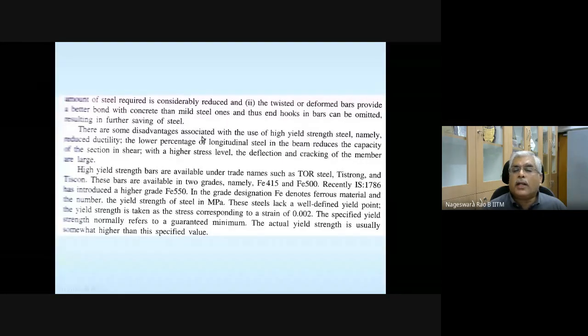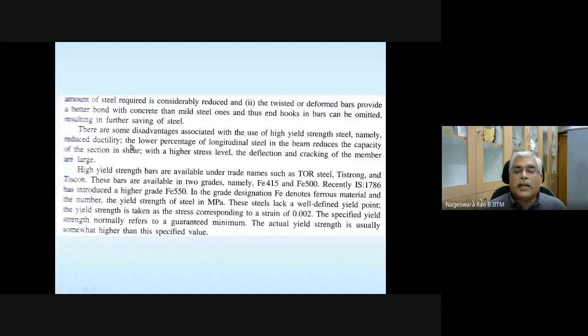There are some disadvantages associated with the high yield strength steel, namely reduced ductility, and a lower percentage of longitudinal steel in the beam reduces the capacity of the section in shear. What is the relation between the reduction in longitudinal steel in the beam and the reduction in the shear capacity? We'll see when we solve an example or when we look at the design for shear.